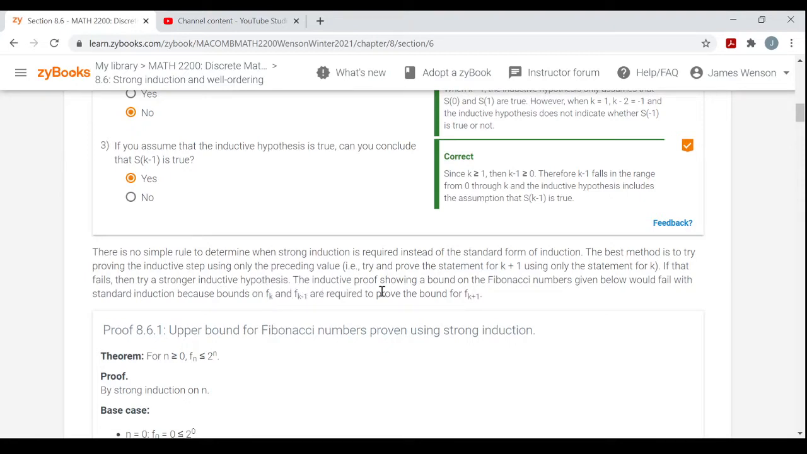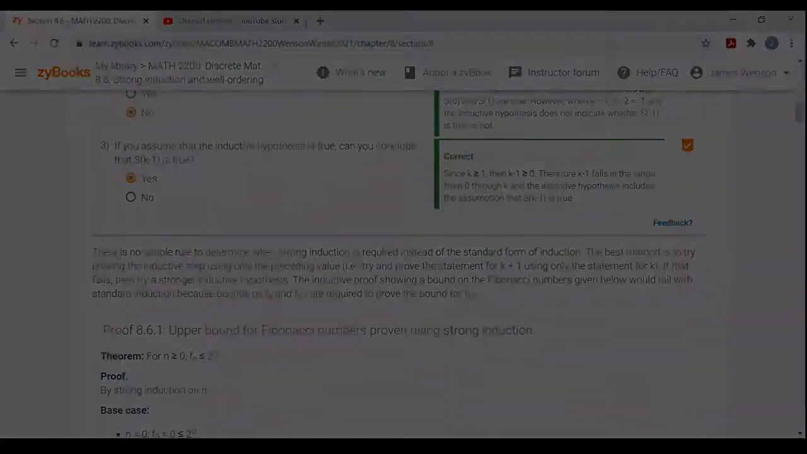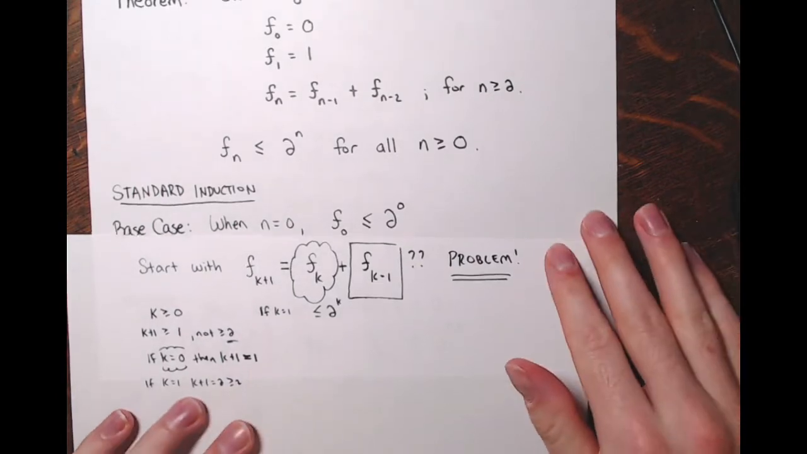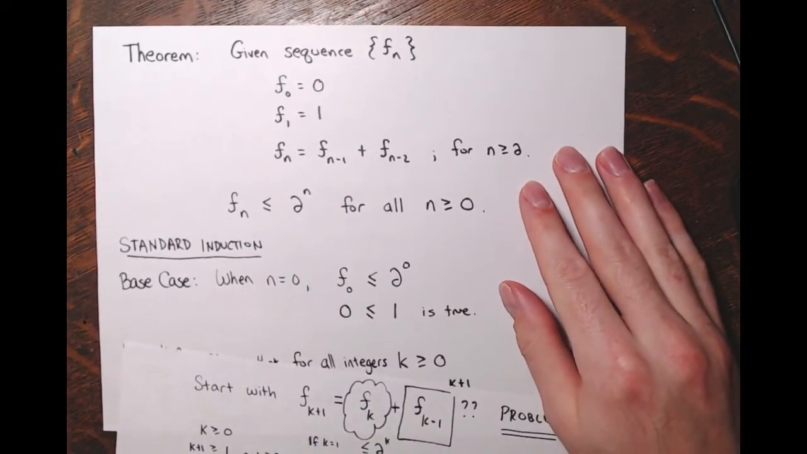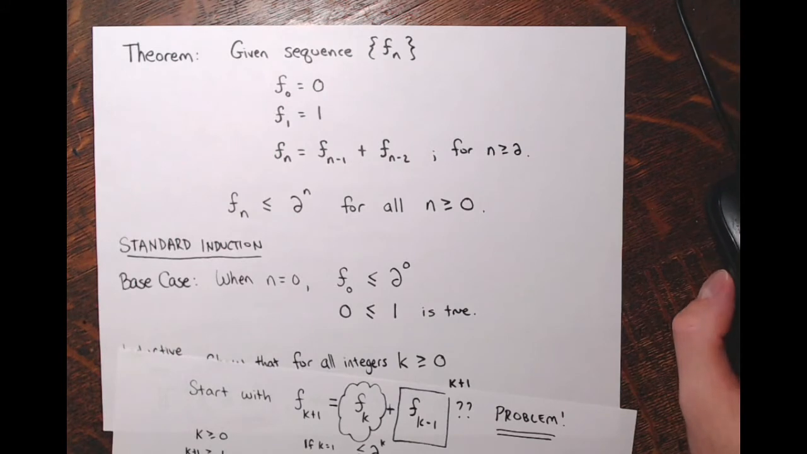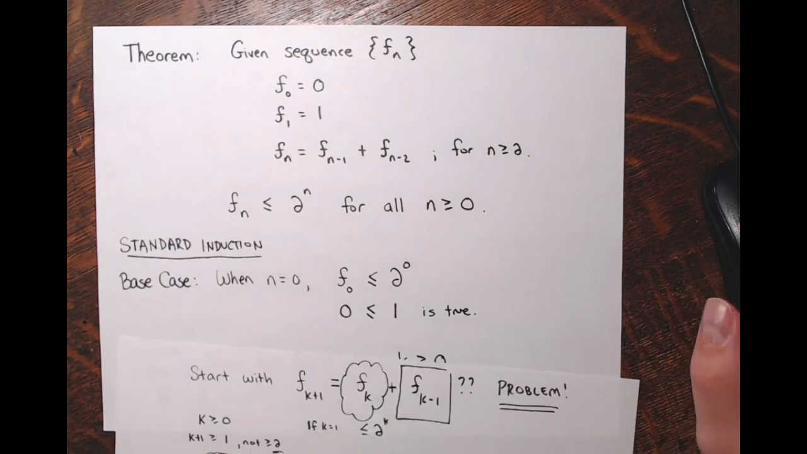The inductive proof showing a bound on the Fibonacci numbers given below would fall within standard induction, because bounds on f of k and f of k minus 1 are required. I showed you how it would fail, because bounds on f of k and f of k minus 1 are required to prove the bound on f of k plus 1. All right, so back here, same statement. But this time, I'm going to go through and prove this with strong induction.